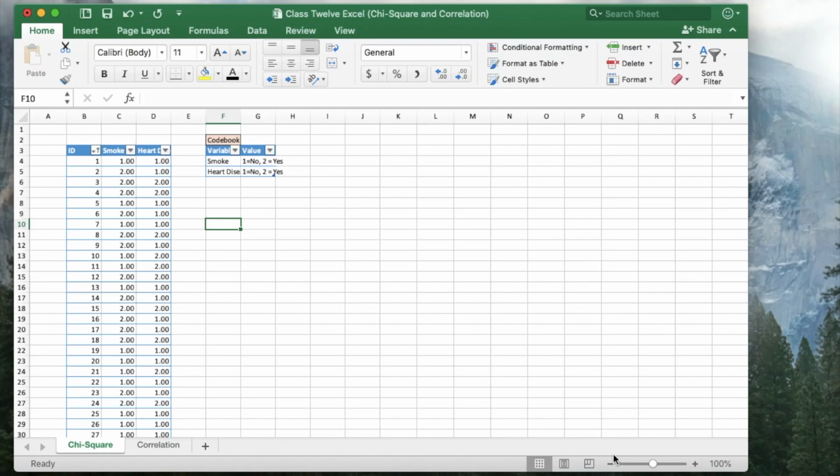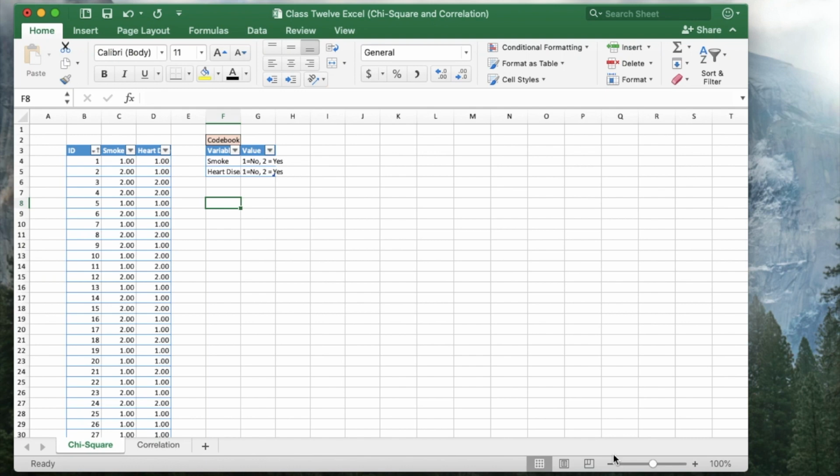Anytime you have two variables that are categorical, such as race or any type of dichotomous variables that only have two response categories, like yes, no, what you want to do is basically create a crosstab and then run a chi-square test to see if there is a relationship between the two variables.